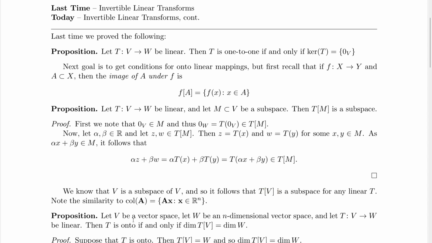So if I have a vector space V and an n-dimensional vector space, so a finite dimensional W, and I have a linear mapping T, all right, well, then I'm going to get that T is onto precisely when the dimensions are equal.